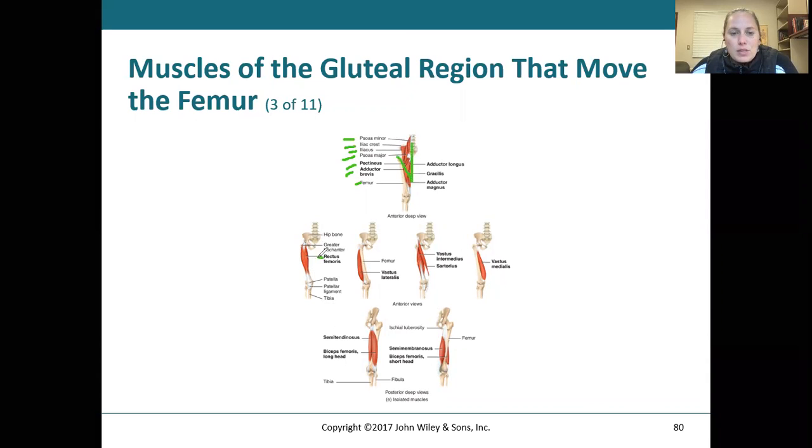Here you see the rectus femoris. Again, very similar orientation to that first view, but we're seeing all of those other muscles removed. Here you see the vastus lateralis, the vastus intermedius, the sartorius, the vastus medialis, and then if we continue, we can see the semitendinosus, the biceps femoris long head, and the semimembranosus, and the biceps femoris short head located here.